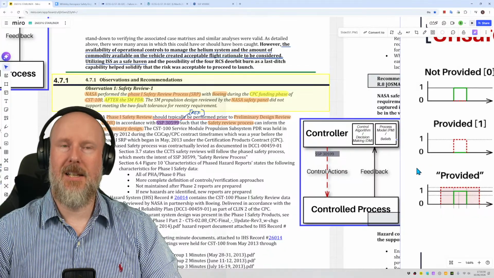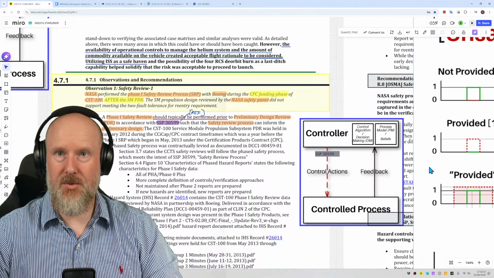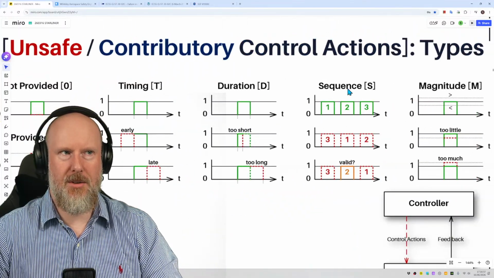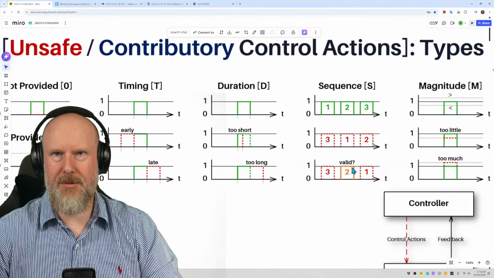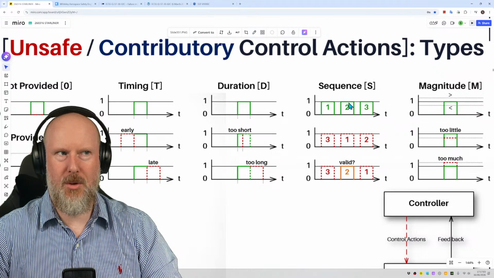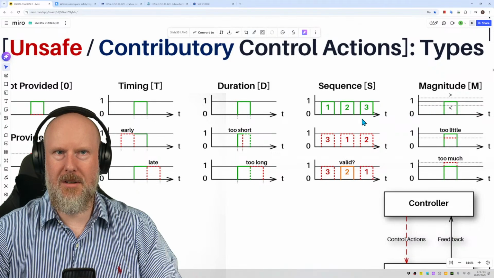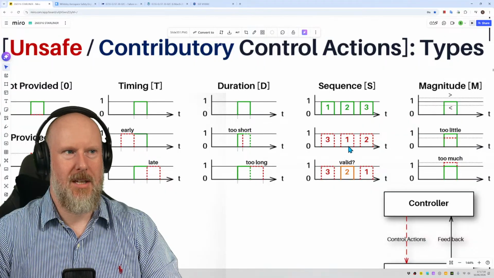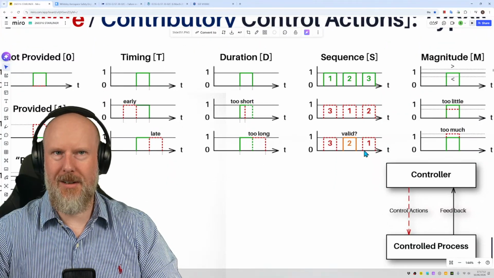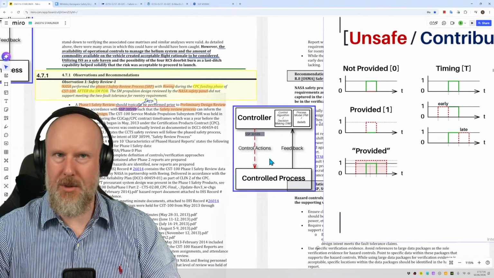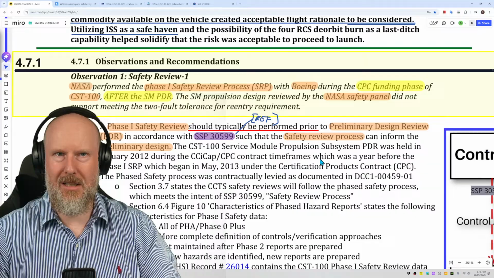Hey, hang on a minute. This is the sequence of these control actions, and it is out of sequence. It's not appropriate. You could argue that it's a type of control action related to sequencing. So we should have safety review, PDR, and then post PDR review to make sure things have been dealt with. But if it occurs in this order, that's not really appropriate. And I know that programs typically don't do it that way. That's why they've used the word typically there.